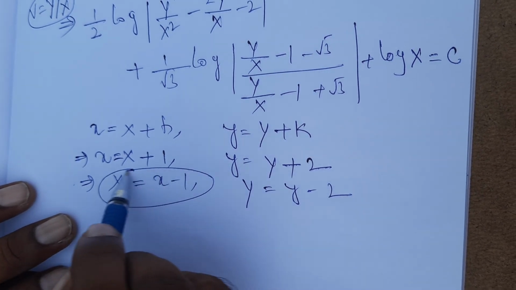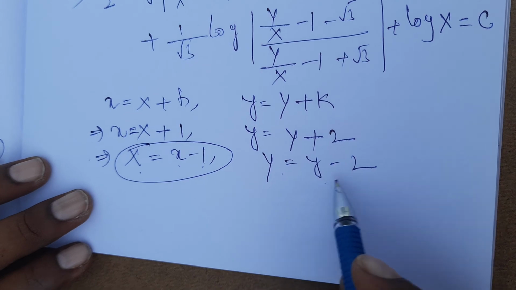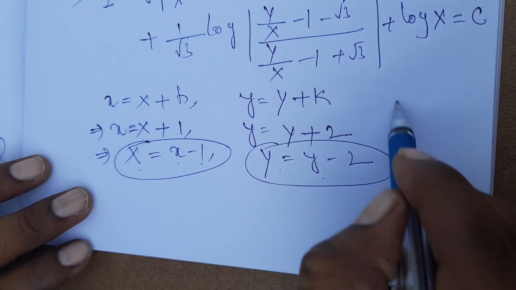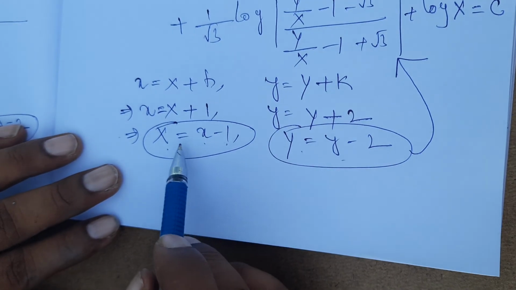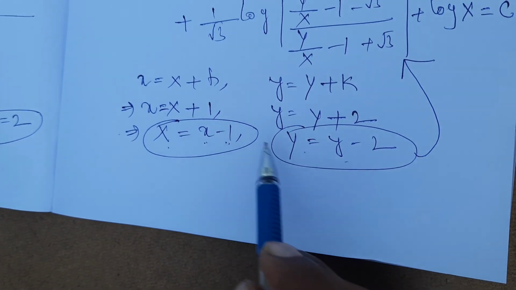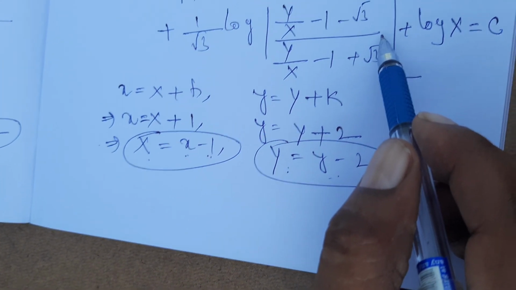Now we have to replace capital X as x − 1 and capital Y as small y − 2 in this general solution. By replacing capital X as x − 1 and capital Y as y − 2, after simplification you will get the best solution.